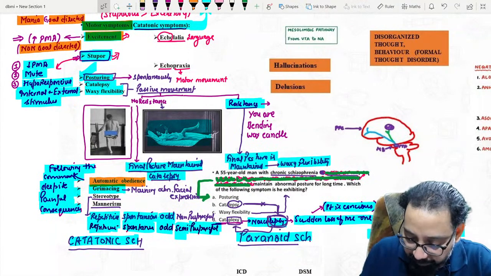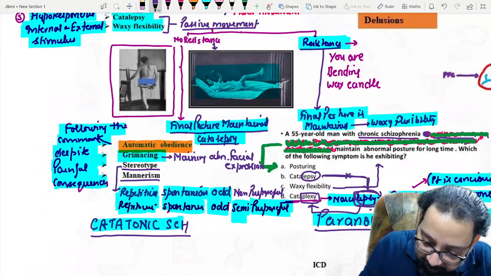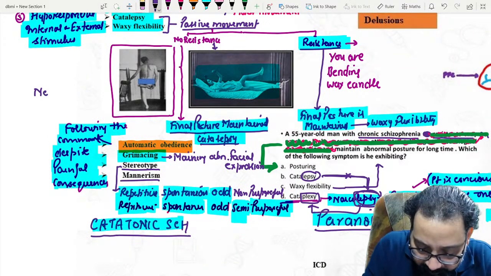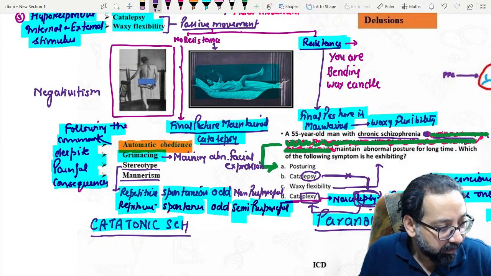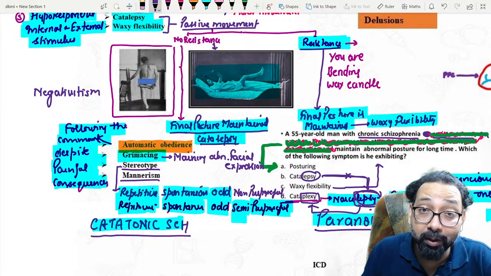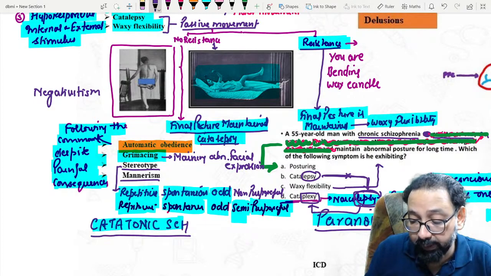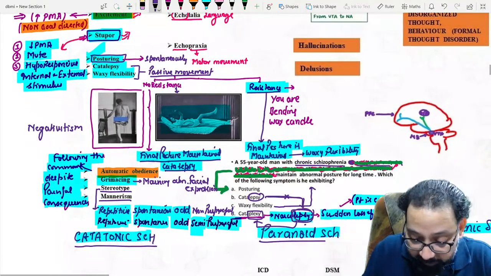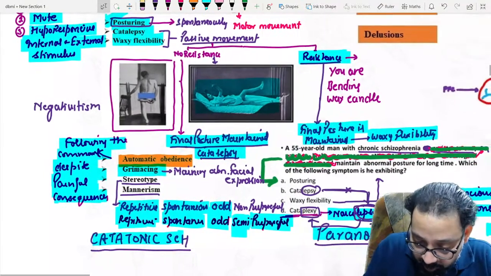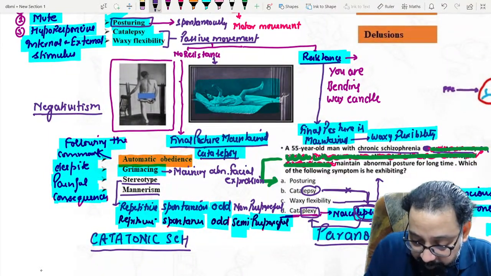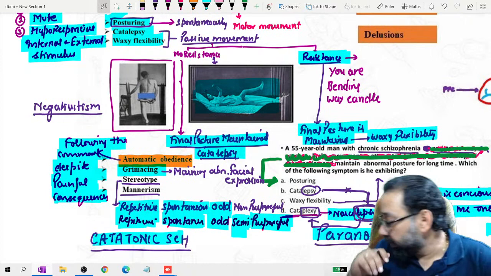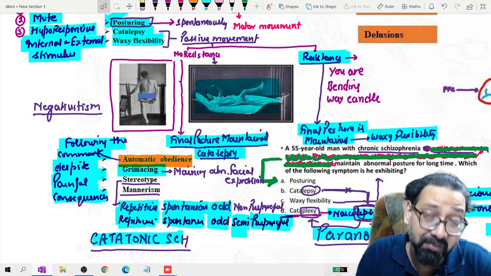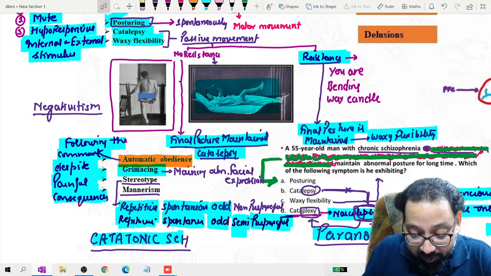Yes, one more on which question is asked: negativism. What is negativism? Yes, I know that this is a little bit boring. But these questions are asked, and if you remember the gesture I have shown you, it will help you. Negativism is just opposite to automatic obedience. In automatic obedience, he was excessively obedient.